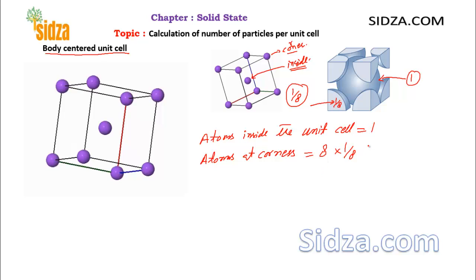Now the total number of atoms here in this case will be 1 plus 1, it is 2. So that means we have 2 atoms per unit cell.